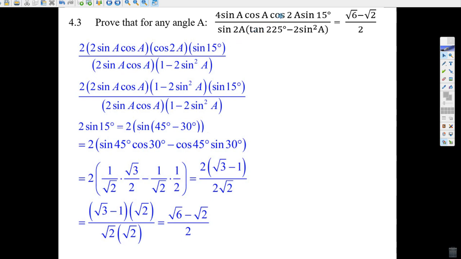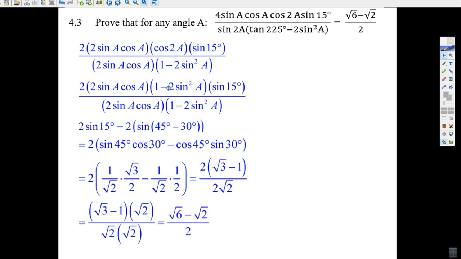Now, in the top, I don't know about cos 2a, but I know that the tangent of 225 degrees, it's in the third quadrant. The reference angle is 45 degrees, and it's the same as the tangent of 45 degrees, which is 1. And 1 minus 2 sine squared a, well, that's equal to the cosine of a double angle of 2a. And that's on our formula sheet. So I can rub out 1 minus 2 sine squared a and put cosine 2a, and they'll cancel.